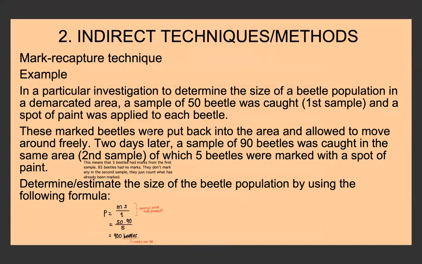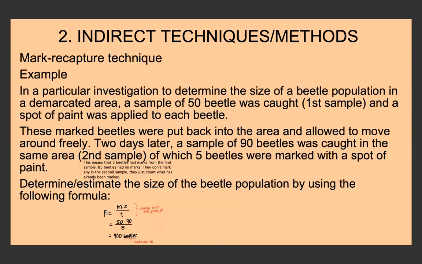To do an example, someone wanted to determine the size of a beetle population in a demarcated area. They caught a sample of 50 beetles in the first sample, and they applied a spot of paint to each beetle. These marked beetles were put back into the area, allowed to move around freely, and 2 days later, 90 beetles were caught in the same area. So the first sample was 50 beetles, now the second sample is 90 beetles. Five of these 90 beetles were marked with a spot of paint. So that means that five beetles that were captured in the first capture were also captured in the second capture. Now, how do we determine the size of the population?